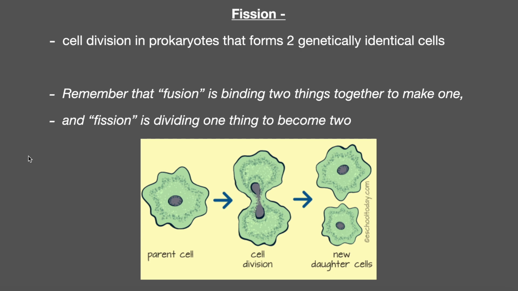This is why I wanted to remind you of the word prokaryote. Fission happens in prokaryotes. Now, you may have never heard of the word fission before, but you might have heard of fusion. Fusion is when two things become one. Fission is the opposite of that. Fission is dividing one thing to become two. And remember, it happens in prokaryotes.